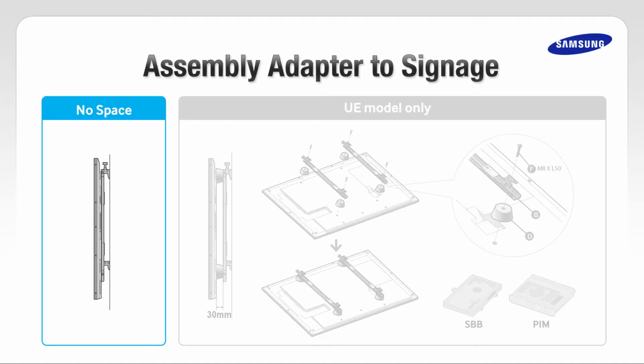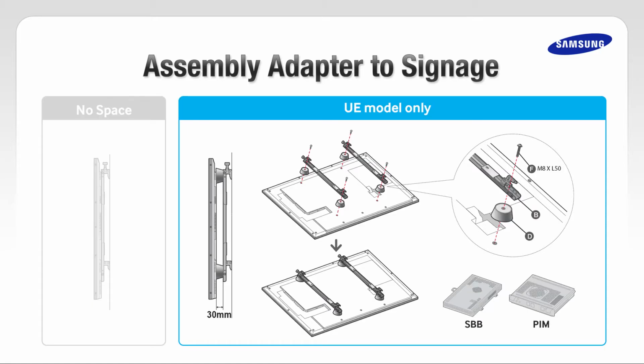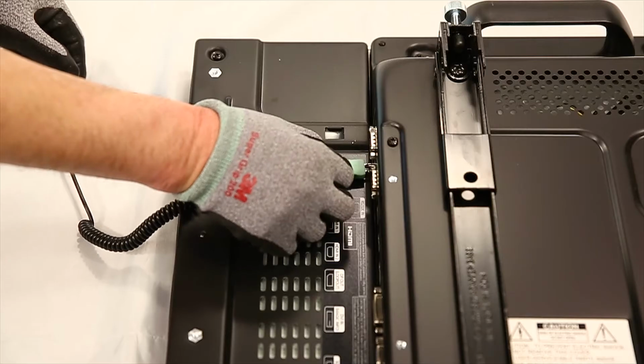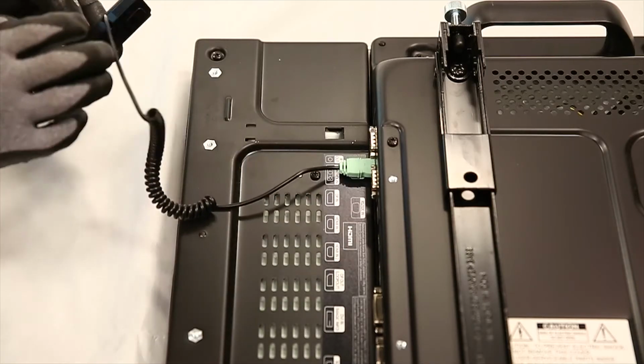Usually, there is no space between the LFD and set adapter. If you are installing a set back box or PIM to a UE model, be sure to install the holders to ensure an additional gap of about 30 millimeters behind the wall mount. Also, at this point, you can install the external sensor to the unit like this.